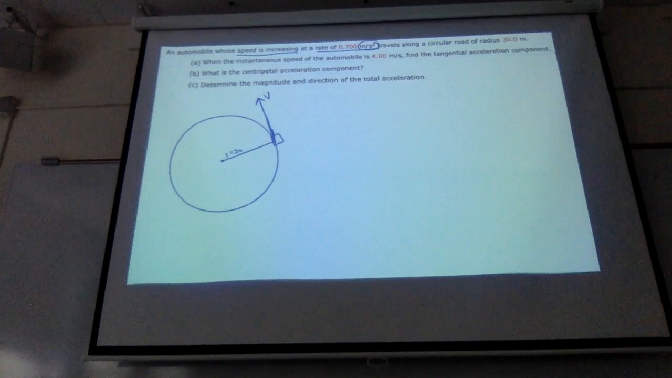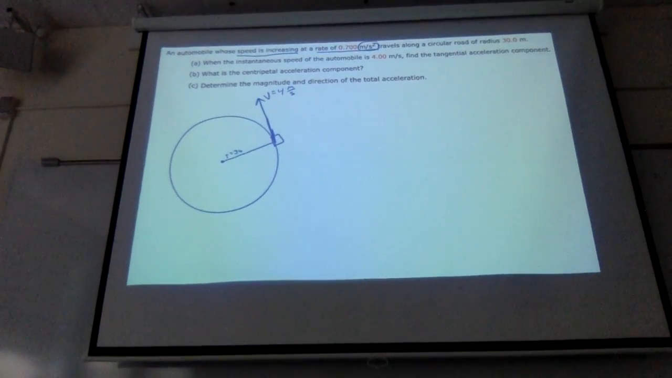When the instantaneous speed of the automobile is 4 meters per second, in other words, when the velocity here is 4 meters per second, find the tangential acceleration component. Tangential, tangent, something that's tangent to the circle. In other words, it's wanting us to find the value of the acceleration that points in the direction of the velocity. That would be a tan. It's tangent to the circle.